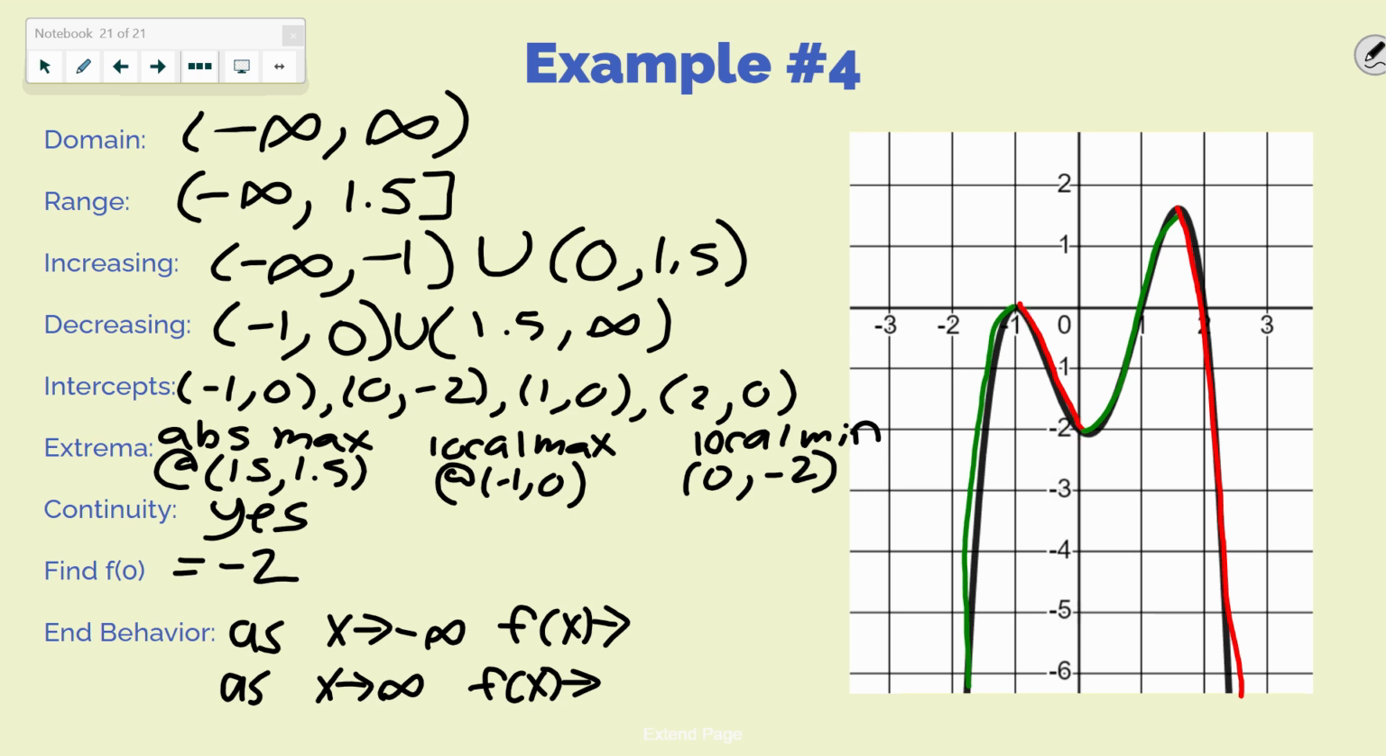And then your end behavior, as x approaches negative infinity, we're looking at the left side of our graph. Where are we going? Negative infinity. Good job. As x approaches positive infinity, on our right side, where are we going? Good, good.